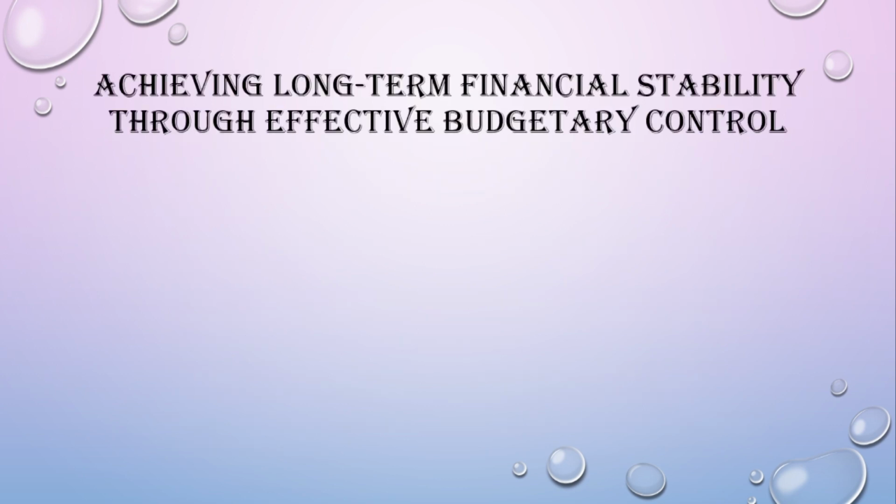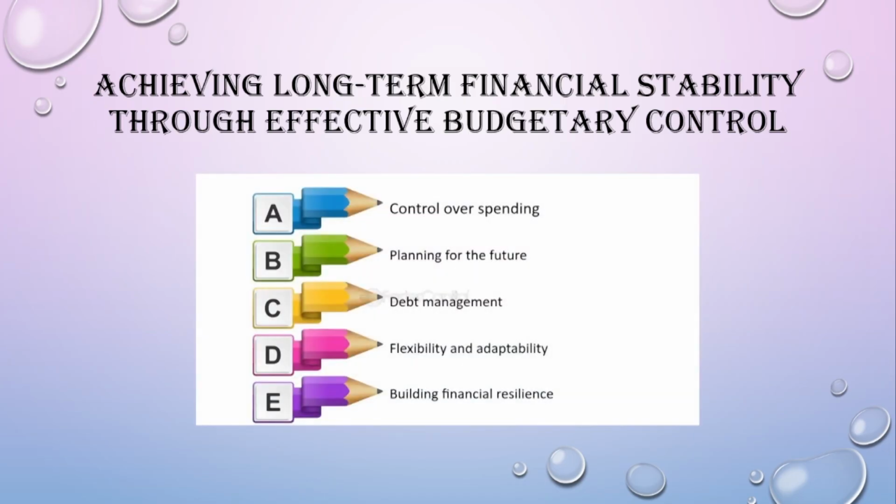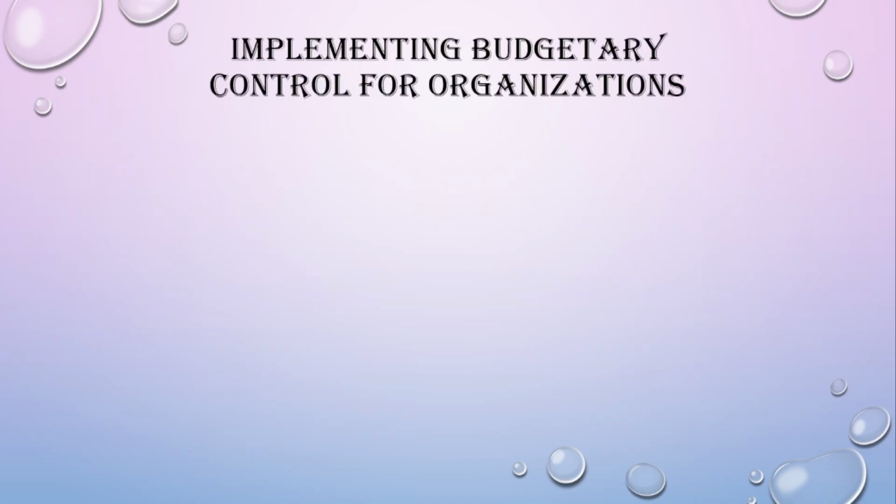Achieving long-term financial stability through effective budgetary control. These are some tools for achieving long-term financial stability through effective budgetary control: control over spending, planning for the future, debt management, flexibility and adaptability, and building financial resilience. Implementing budgetary control for organizations.